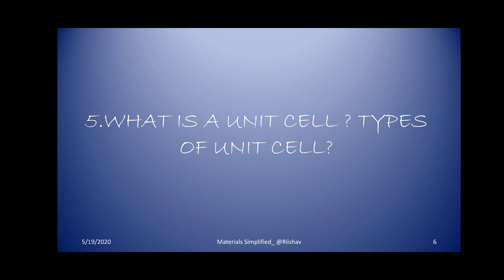Types of unit cell. Well, there are 2 types of unit cell: primitive and non-primitive. What are primitive unit cells? Primitive unit cells will have lattice points only at the corners, whereas a non-primitive unit cell will have lattice points at its corners as well as some other points.